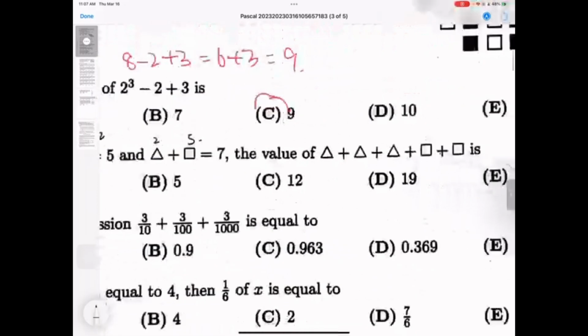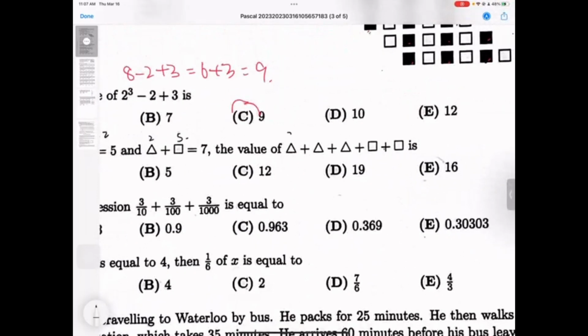And then we basically do the addition. 2 plus 2 plus 2 plus 5 plus 5. So that is 6, and that is 10. So this equals 10 plus 6 equals 16, and that's E.